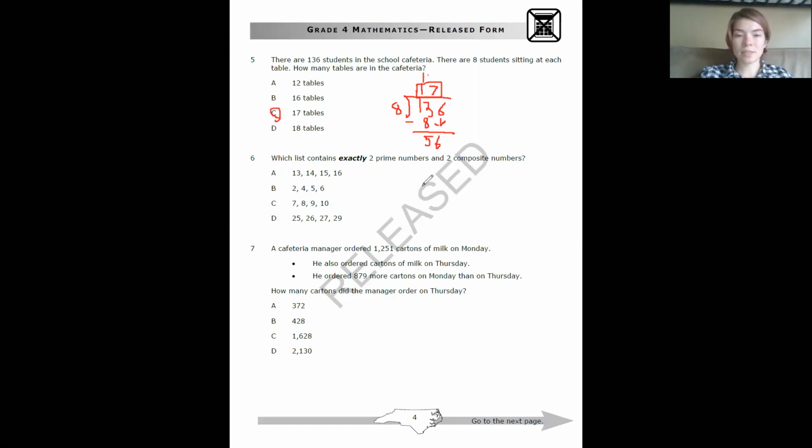Which list contains exactly 2 prime numbers and 2 composite numbers? So here what we need to know is the definition of a prime number. A prime number is a number that has no factors, which means that there are no numbers that go into that number evenly. For example, 3 is a prime number because there aren't any other numbers that you can multiply together to get to 3 other than 3 and 1.